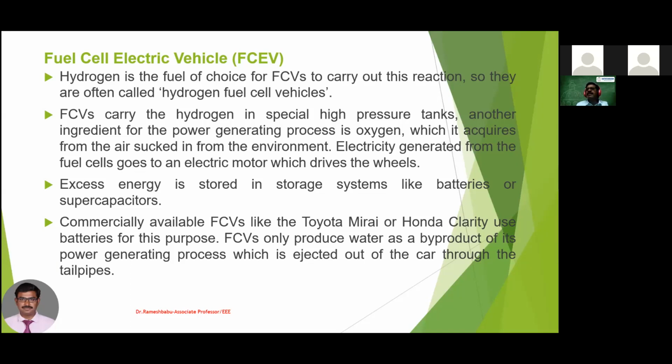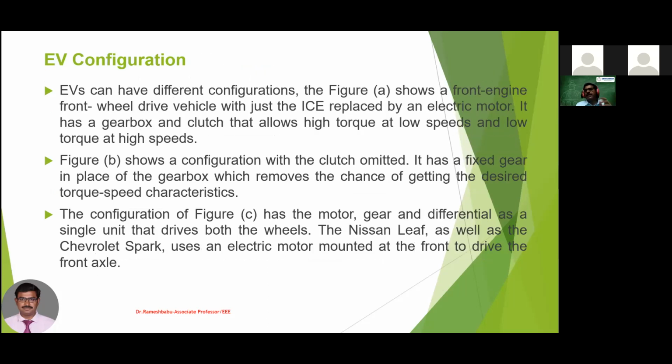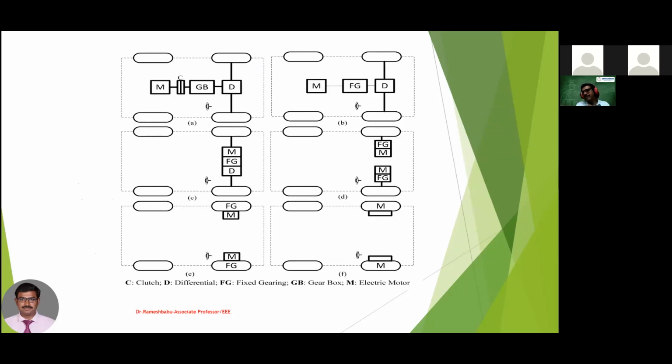So these are the types of electric vehicles available: battery, hybrid, plug-in hybrid, and fuel cell. These are the four basic types of electric vehicles. Now the EV configuration. Based on how the driven wheel gets the power, the electric vehicles are configured. You can see the diagram for that.